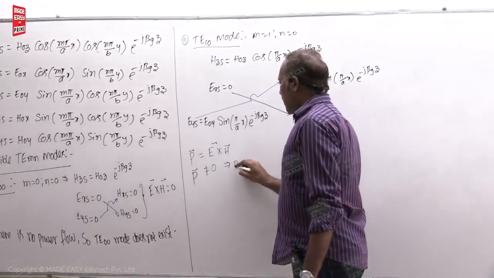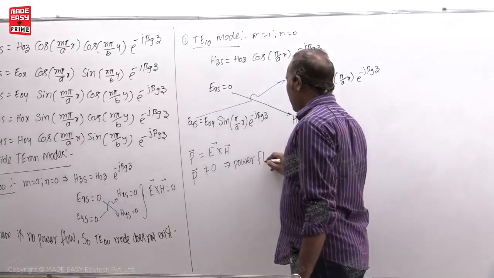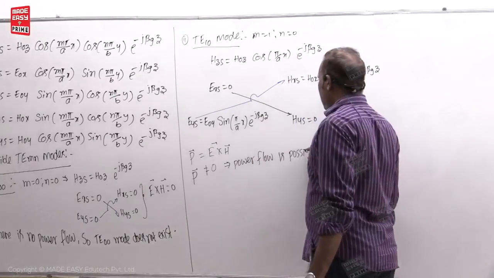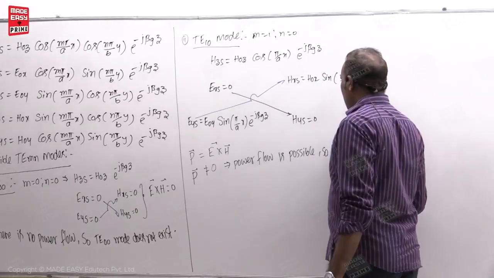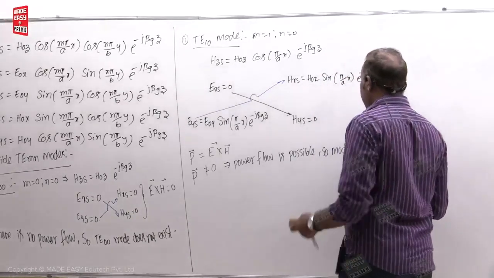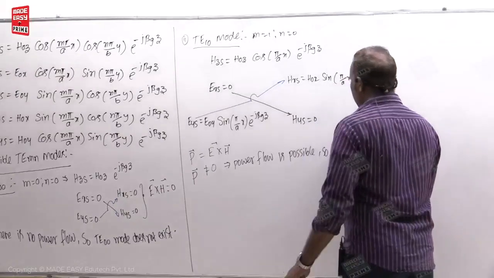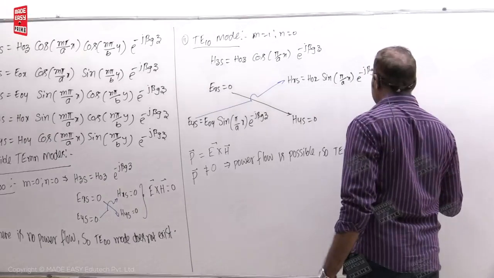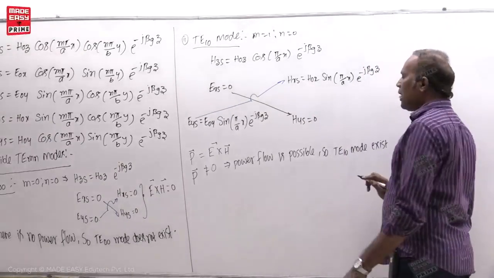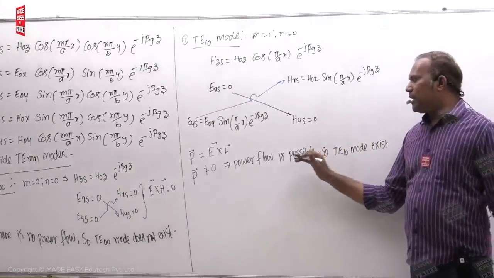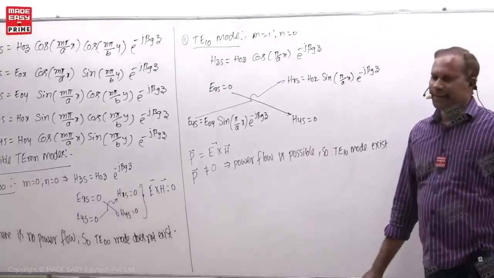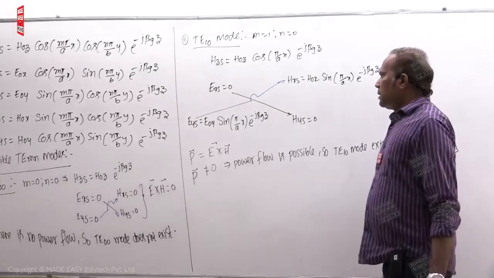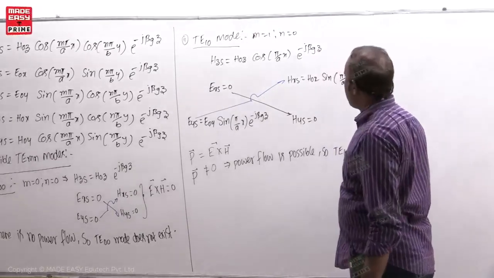That implies power flow is possible. So the mode exists. That means the TE10 mode exists. Mode means the way you carry the power. If power flow is possible, it means the mode exists. Otherwise the mode doesn't exist.